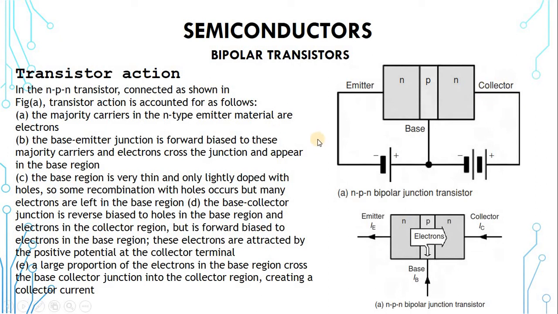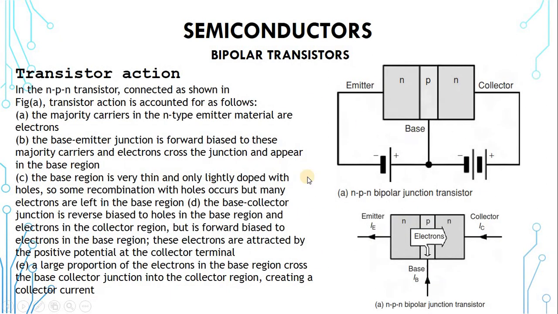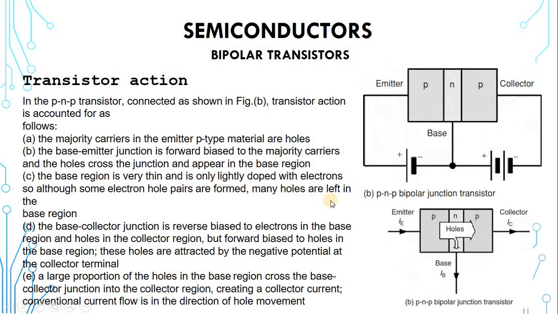So this is basically the transistor action. This is for the NPN transistor. Once you understand this, the PNP becomes easy. For your own good, use the explanation I've given here to also analyze this one and get your conclusion.